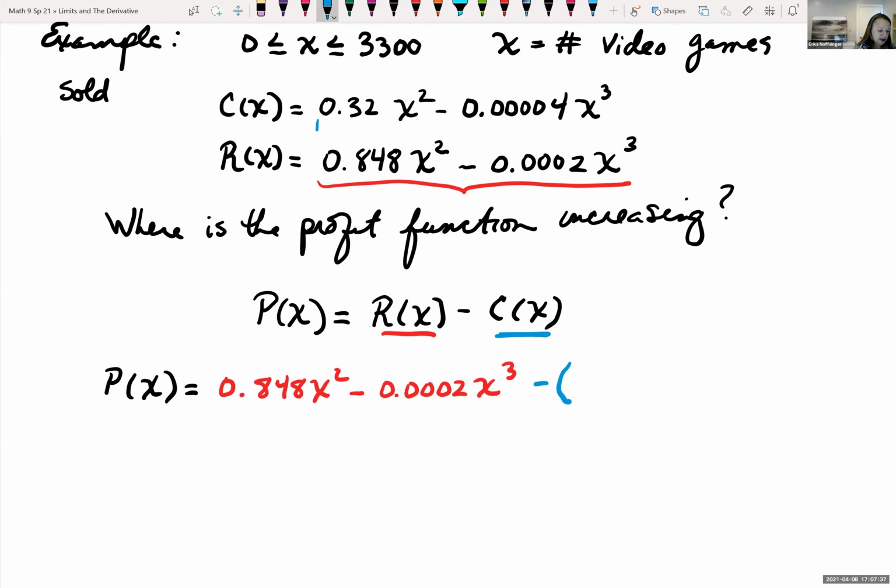So this would be 32 hundredths, so 0.032x squared minus 0.00004x cubed. So notice that I can distribute my negative and we can combine like terms first, and then we can go ahead and take the derivative.